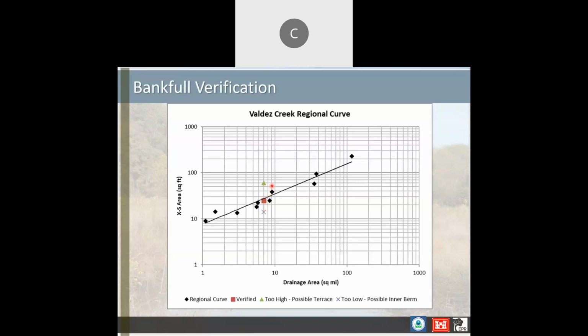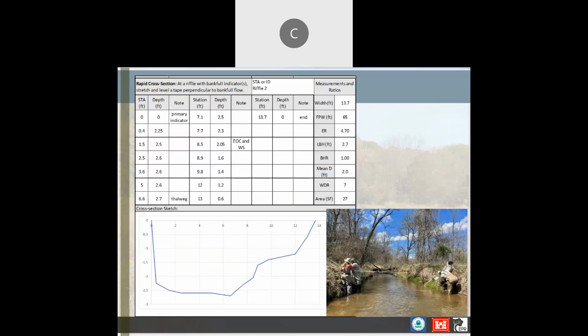Similarly, this plot shows a really high terrace that is plotting above the range of scatter for this particular regional curve. There is space on your field form to collect that rapid cross-section data. So there are 3 columns, not knowing how big your channel is going to be. I tried to give you as much space for as many data points as we can get.